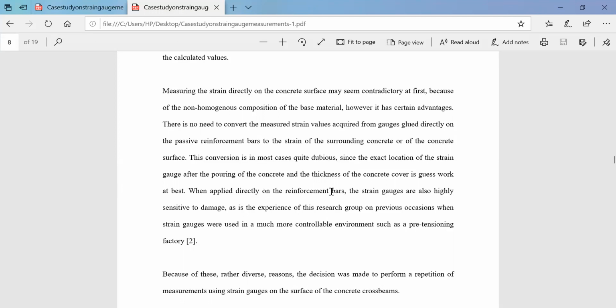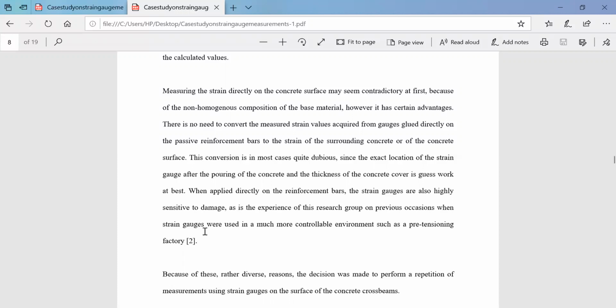When it is applied directly on the reinforcing bar, the strain gauges will be capable of sensing even a small damage because they are very sensitive. They can sense and provide you the deformation, the stress or the strain based on the very least amount of load applied on it, because it is highly sensitive to any type of damage which can come across, and this was experienced by many research groups who worked on strain gauges. These people used more comfortable environments such as pre-tensioning factory effects. It has been provided in the survey of the paper too.